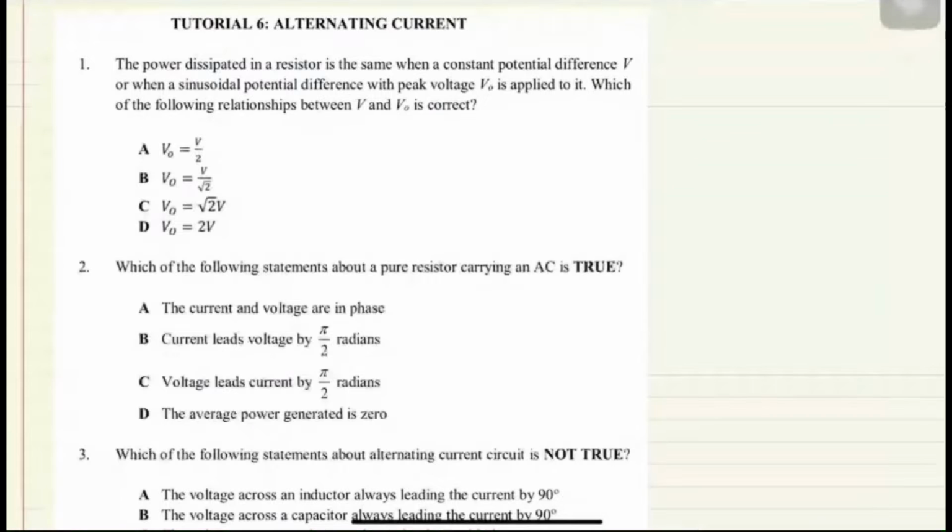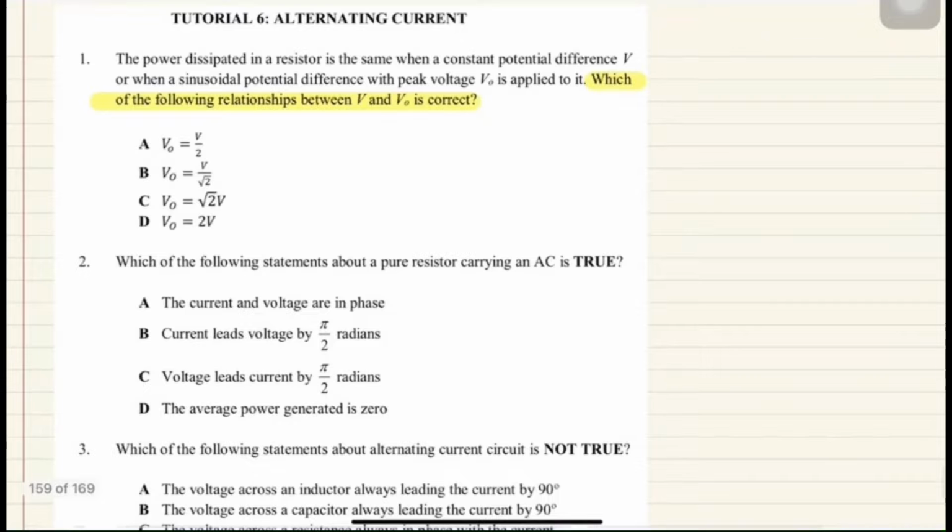So actually, the question is in the last sentence: the relationship between V and V0. So you know that this V, although it is not stated, actually represents VRMS. So VRMS is equal to V0 over square root of 2. If I rearrange it, since all the answers are in V0, V0 equals square root of 2 multiplied by VRMS. Okay, so the answer will be C.